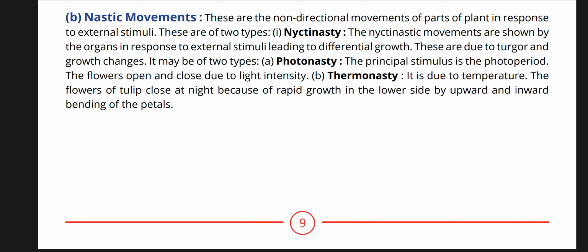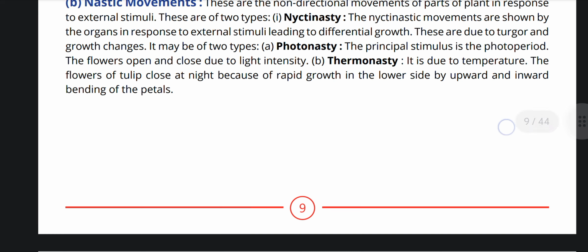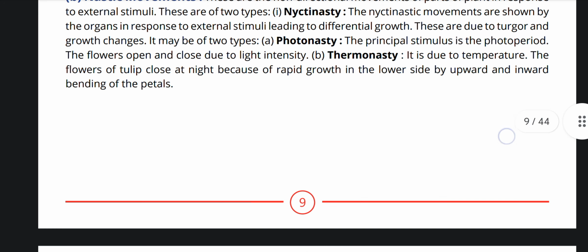Nastic movements are non-directional movements of parts of plant in response to the external stimuli. There are two types. Nyctinasty: the nyctinastic movements are shown by the organs in response to external stimuli leading to differential growth. These are due to turgor and growth changes. It may be of two types.